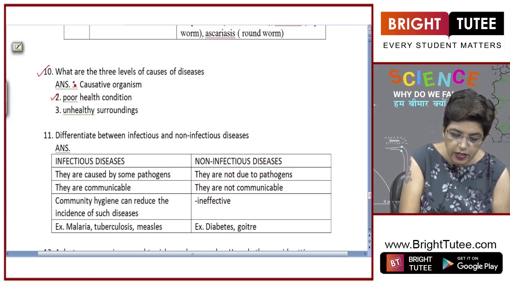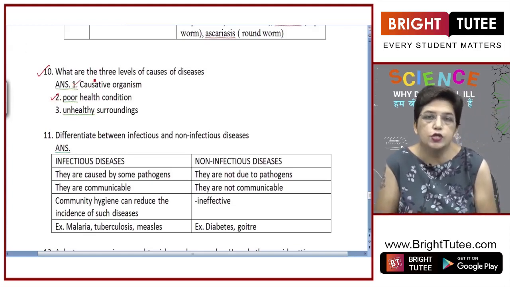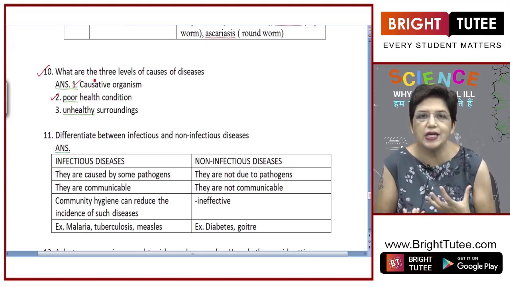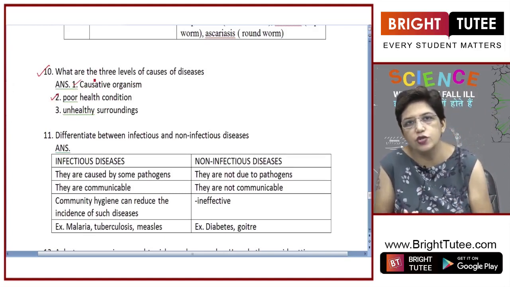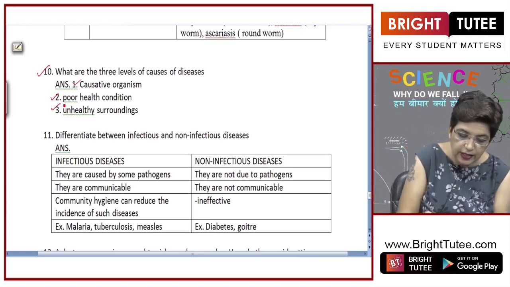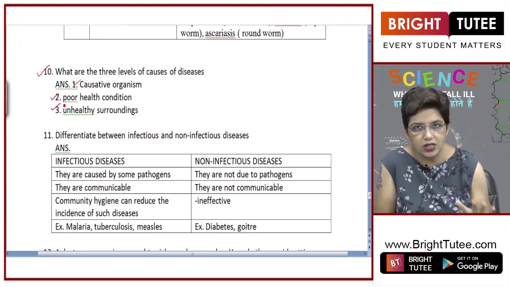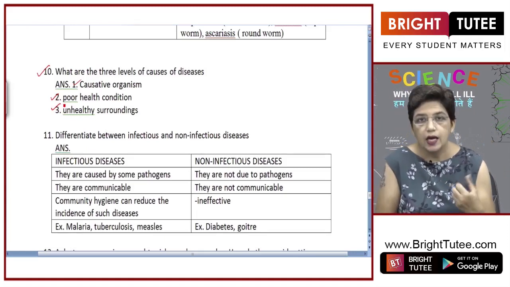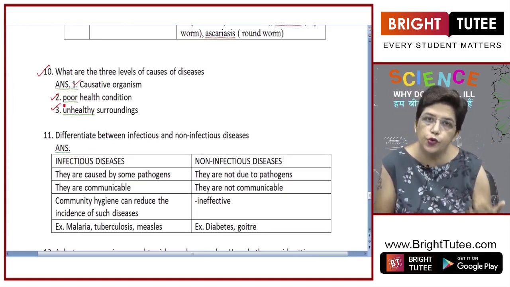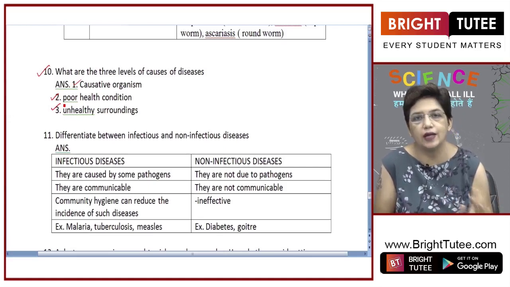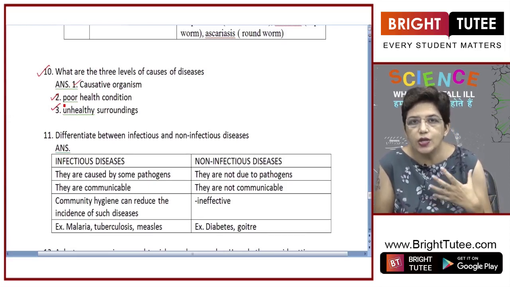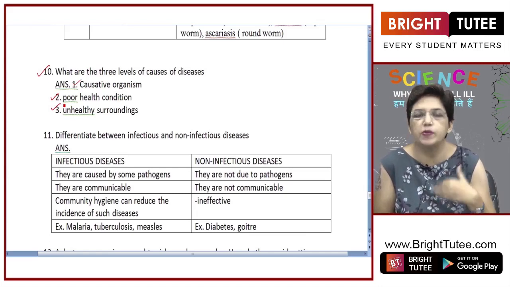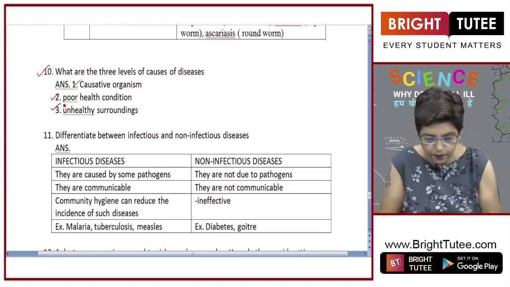The second reason could be poor health condition. If the immunity is not strong enough, then even a small distress can lead to a disease. Thirdly, unhealthy surroundings. Even if there is no causative organism, and a person is eating healthy food, he will be more prone to diseases if he is living in unhealthy surroundings. If there are open drains in your locality or garbage is being piled up, in such unhealthy conditions, even healthy persons are more prone to diseases.